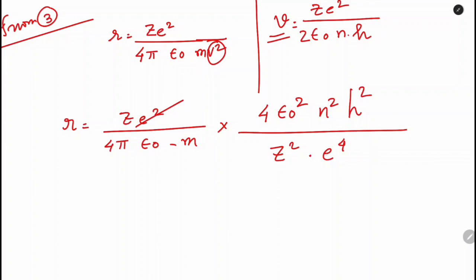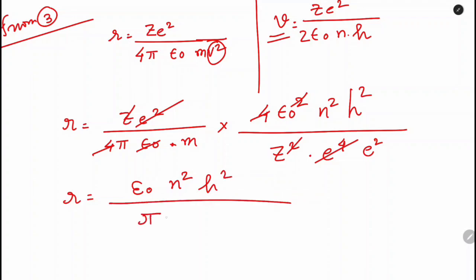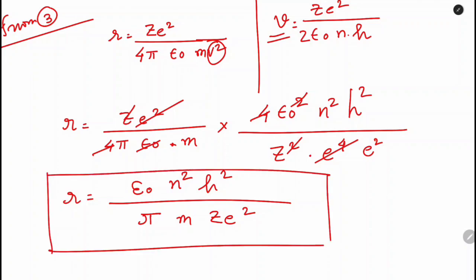Okay, this e⁴ gets cancelled with e², and we have a remainder of e². Z² gets cancelled with Z, and 4 gets cancelled. This ε₀ gets cancelled with another ε₀, and this is what we have got. So we will have the value of r equal to ε₀n²h² divided by πmZe². Okay, so this is how we derived it. So we have got the idea.